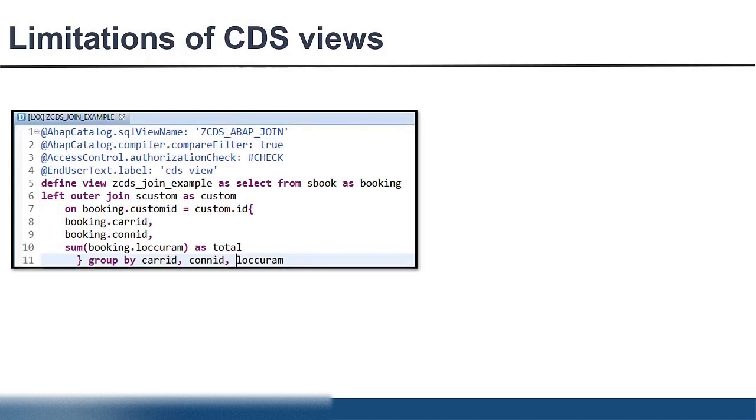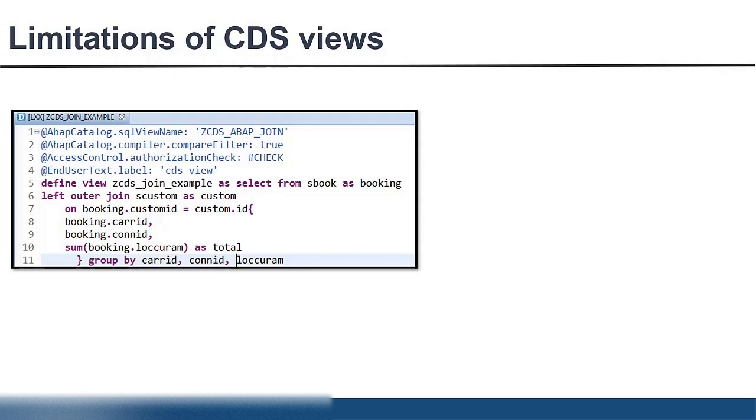Okay, I will give you a hint. Here is one simple CDS view with a join statement. Two tables are joined, S custom and S book. A simple CDS view. However, in real life scenario, you don't get such simple requirements. What you get in your project is always a complex requirement.